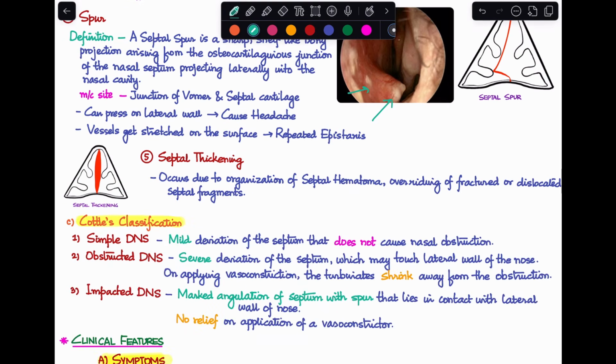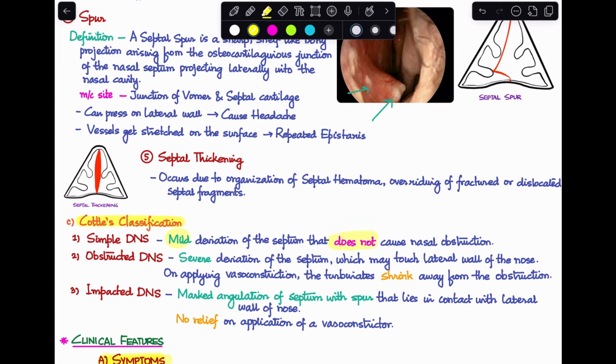Third type is the Cottle's classification. Now in Cottle's classification, we have 3 types of DNS, and depending on which type, we have different treatment management. So the first type over here is a simple DNS. Now simple DNS is the type where we see a very mild deviation of the septum which is not causing any nasal obstruction. So we do not need any kind of treatment over here.